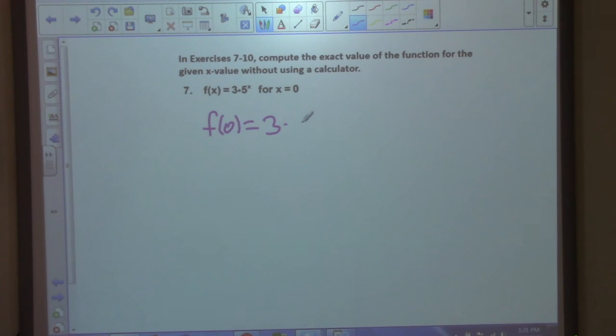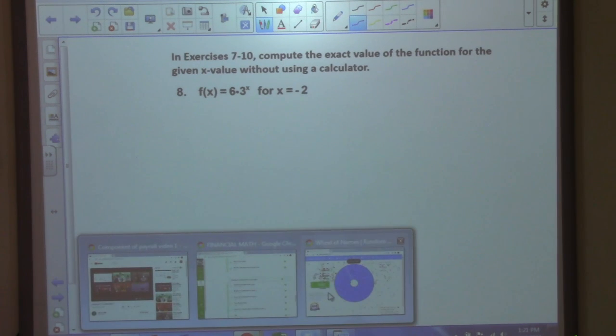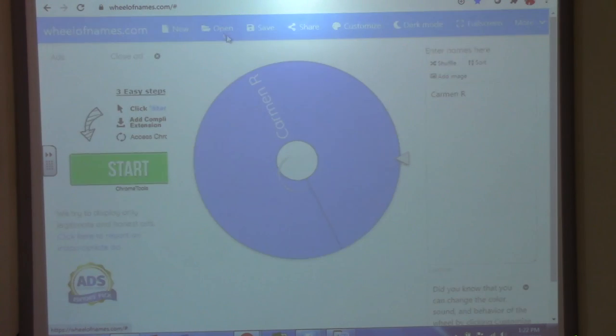f of 0 equals 3 times 5 to the 0 power, and 5 to the 0 power is 1, so that's 3. So that was without a calculator? All right. Next, I will spin the wheel on this guy here. This has a little more level of complexity.